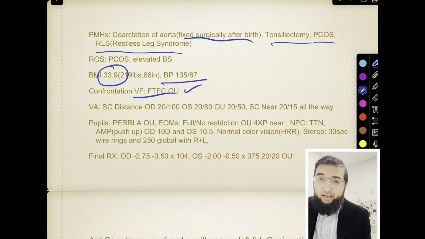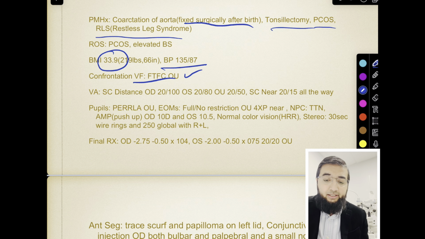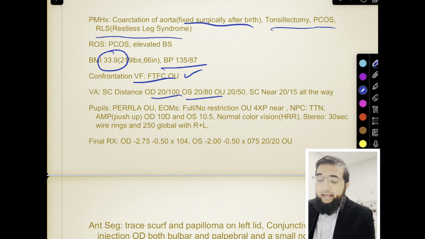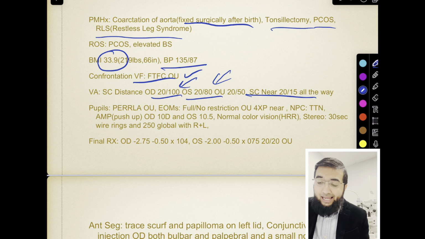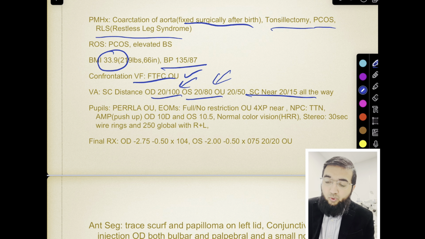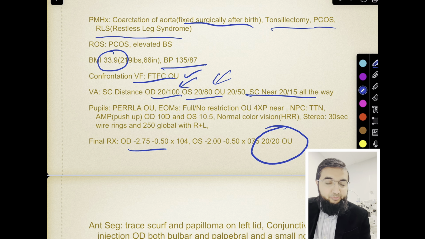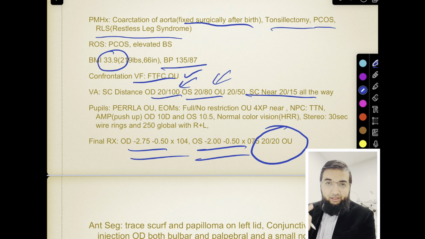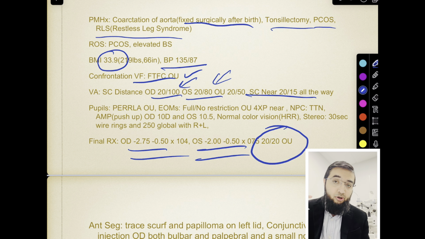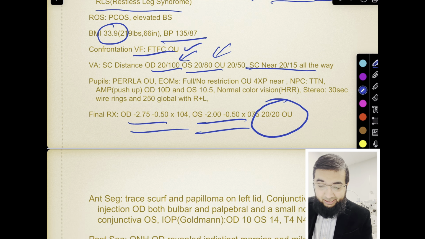And when we check her vision, the uncorrected vision is 20/100 right eye, 20/80 left eye, and near vision is really good. The distance vision is reduced, as you can see, and besides that, other ocular testing is pretty decent. And if we give her the glasses, the vision is 20/20 in both eyes with this kind of prescription. Okay, remember, she's a female with polycystic ovarian syndrome, gaining weight, with pre-diabetes. Okay, keeping you guys with me.